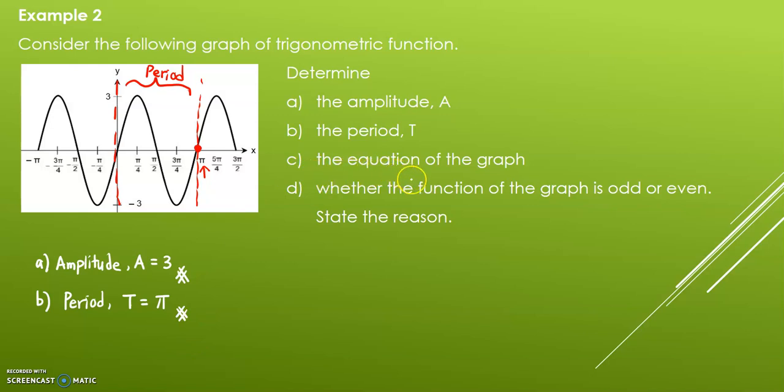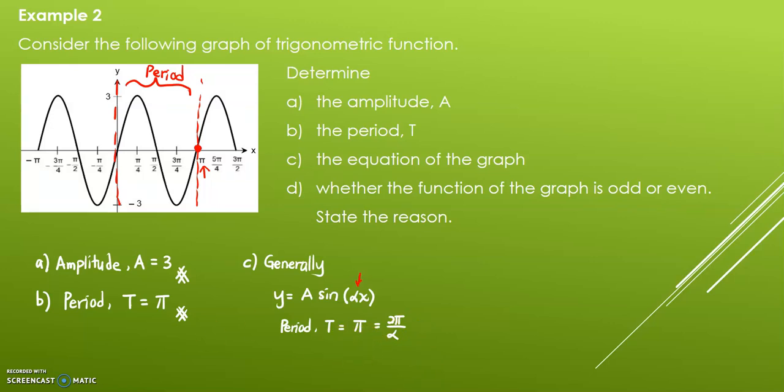Next, we look at the equation of the graph. Since the graph starts from 0, generally, y is equal to a sine alpha x, because it starts from 0. We already have the value of a, which is the amplitude, 3. What we need to find is the value of alpha. As we all know, the formula for the period T is 2 pi over alpha.